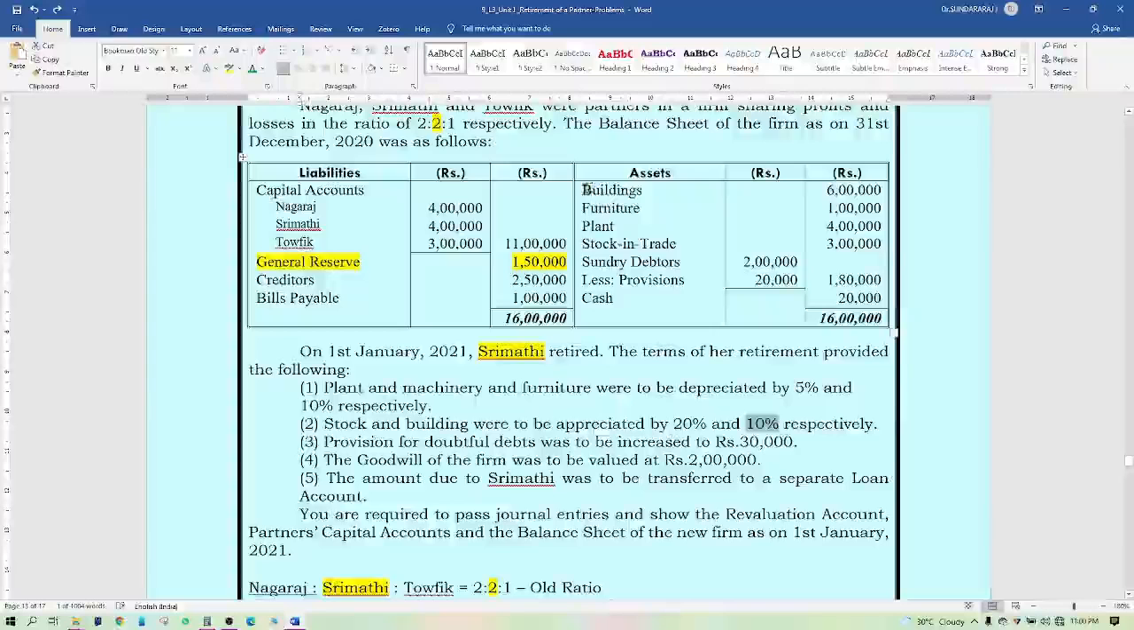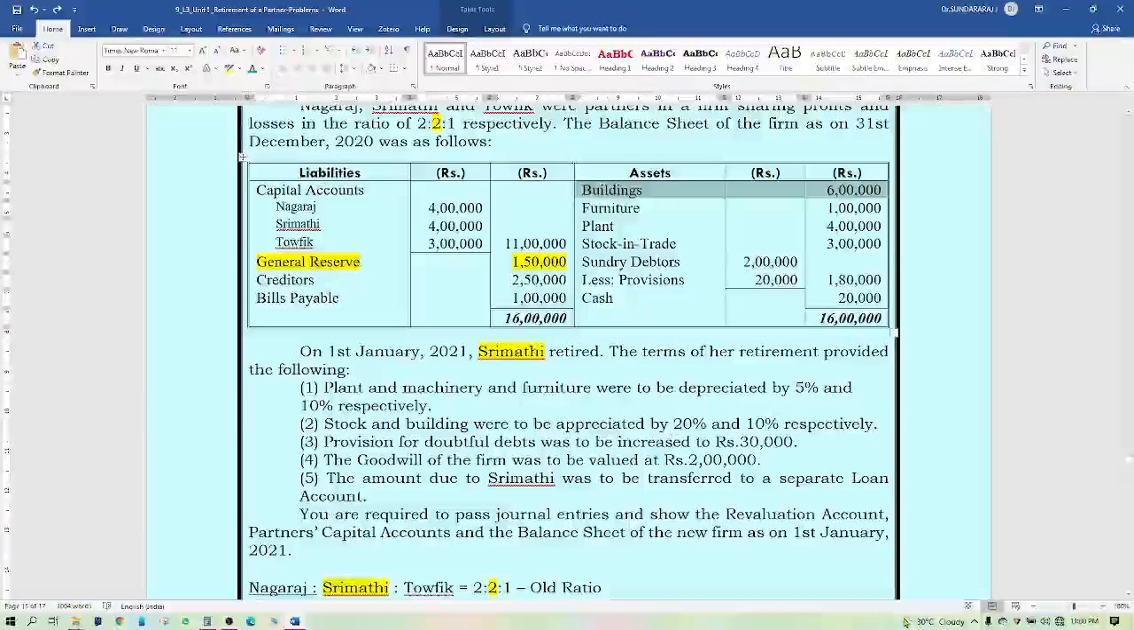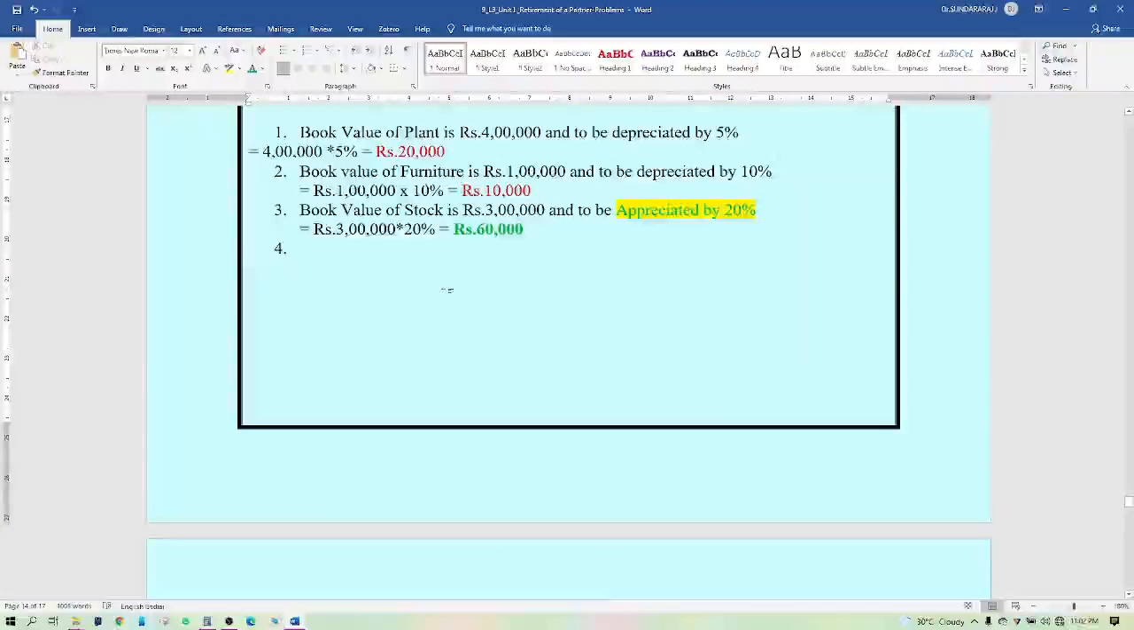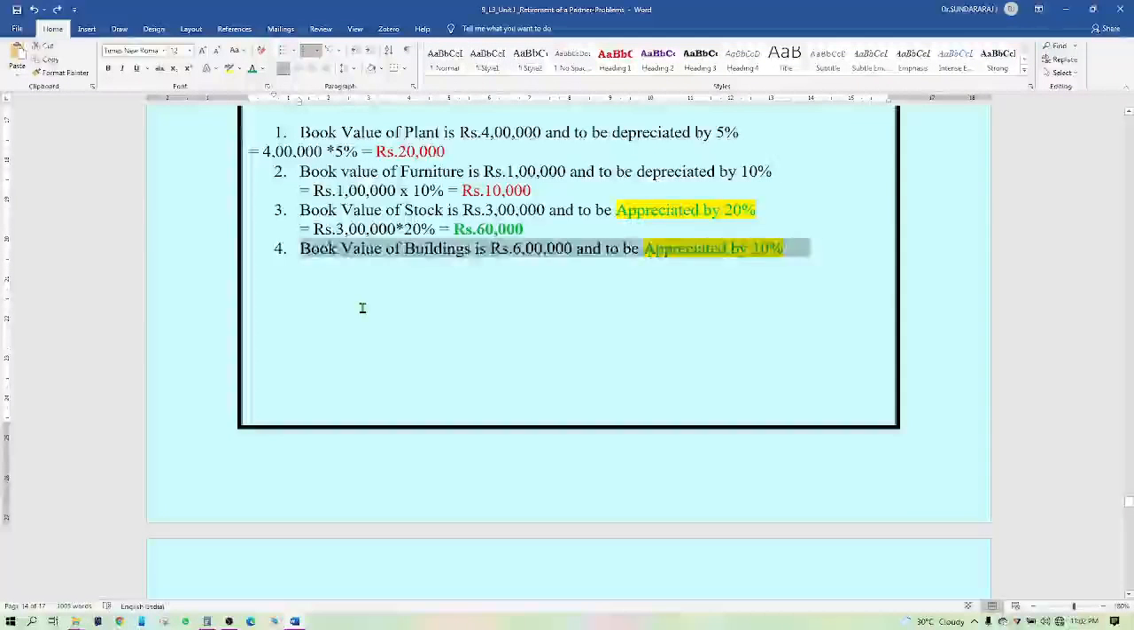In the same sense, the building is also appreciated by 10%. The book value of the building is 6 lakh rupees and is to be appreciated by 10%, that is 6 lakh rupees into 10%, that is rupees 60,000. The value of the building is increased by 60,000. It has to be journalized.